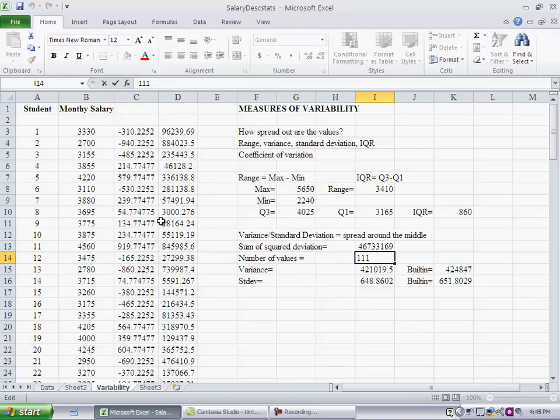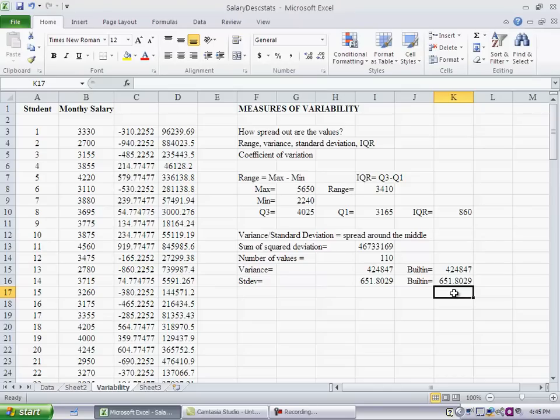Now, to get the two exactly the same, what I'm going to do is reduce the number of values by 1. So we know there are 111 students. I'll subtract 1 from it. And as soon as I do that, you can see that the manual calculation I did is exactly the same as what the built-in function gave me, both for variance and the standard deviation. For now, don't worry about why we did the n-1, why we reduced the 111 by 1.